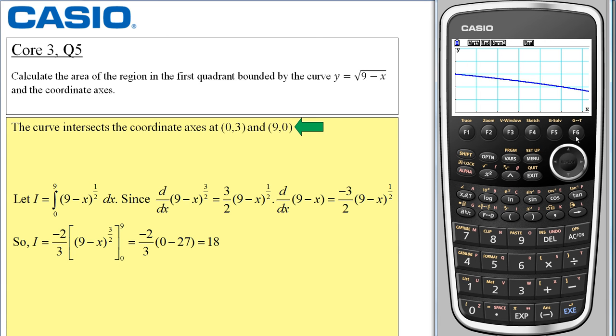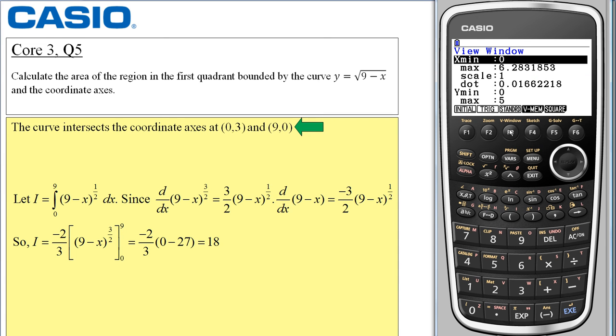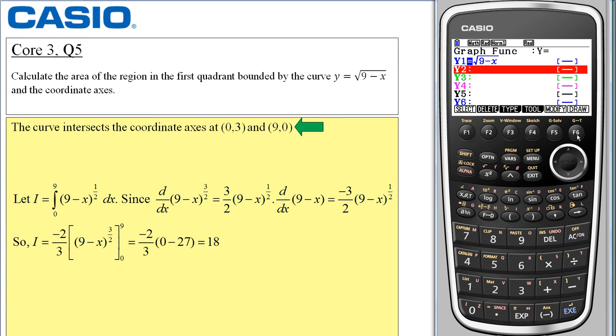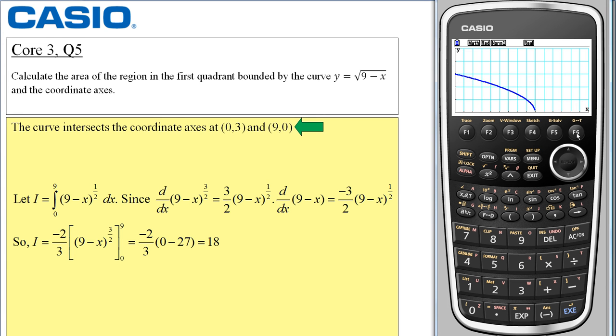I may wish to change the scale, so if I go to V window, I'm not going to keep the maximum as 6 point something because I already know that I want to integrate it between 0 and 9. And so let me change this to 15, something larger. I may need to change the maximum for y as well, but for now I'll keep it as 5. If I select execute and F6 to draw, okay, so that seems to be fairly reasonable.